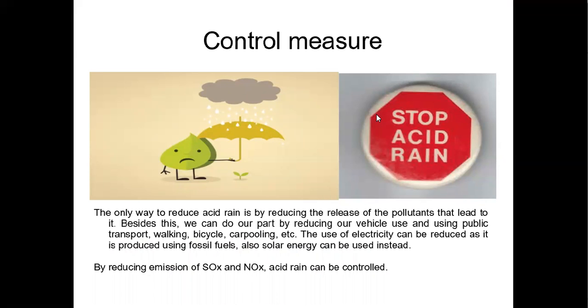And how can we control acid rain? The only way to reduce acid rain is by reducing the release of pollutants that lead to it, for example, oxides of carbon, oxides of nitrogen, and oxides of sulfur. We have to reduce these. Besides this, we can do our part by reducing our vehicle use, using public transport, walking, using bicycles, carpooling, etc. The use of electricity can be reduced, as it is produced using fossil fuels. Also, solar energy can be used instead. By reducing emissions of oxides of sulfur and oxides of nitrogen, acid rain can be controlled. This is the only way.